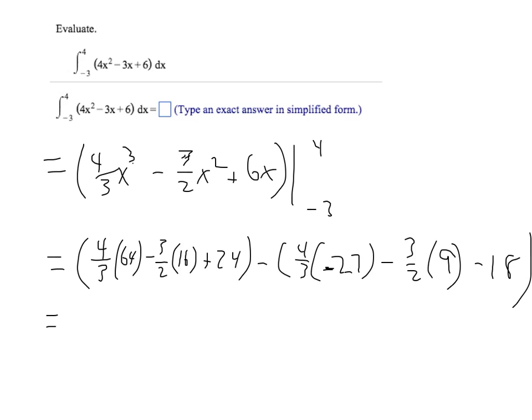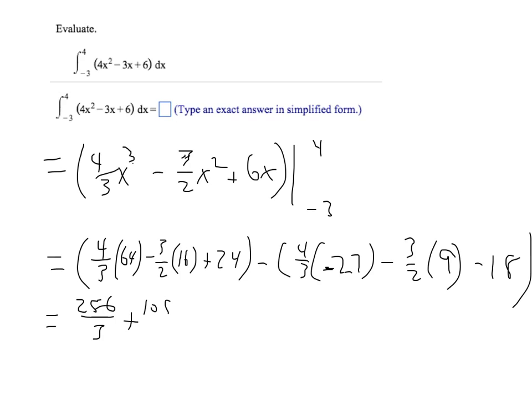The reason for leaving things unsimplified is that now I can simplify things fairly directly. I'm not going to be able to do all of it all at once. It's easier in a calculator, of course. But first I have 4/3 of 64, which is 256 thirds. And over here I have minus 4/3 times -27. So that's a minus, and 27 times 4 is 108.